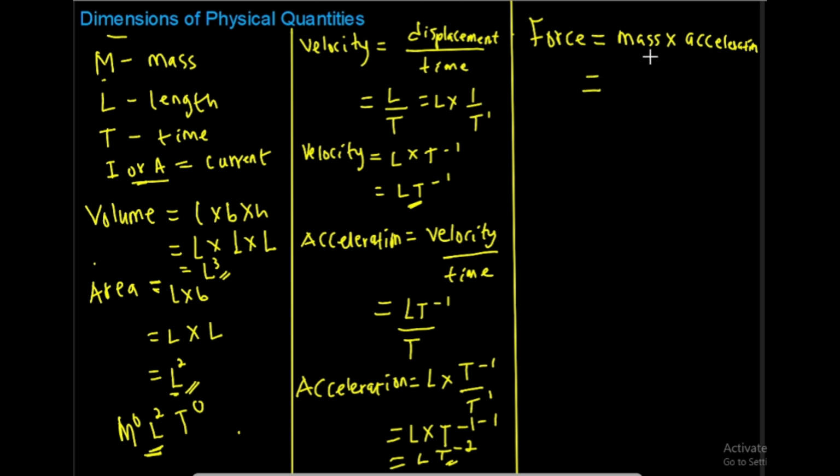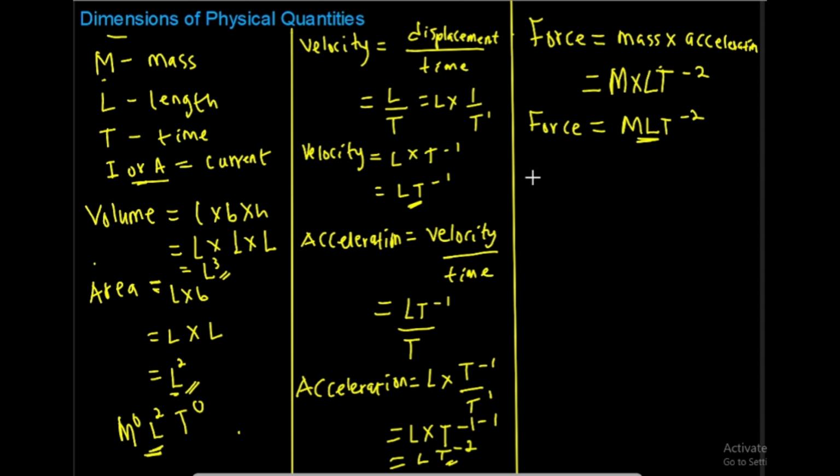Alright, now the dimension for mass, like we already know, is capital letter M, and the dimension for acceleration is LT to the power of minus 2. We've already calculated it here. So we have mass times LT raised to the power of minus 2. In that case, the dimension for force will be M times this. That will give you M LT raised to the power of minus 2. So this is the dimension for force.